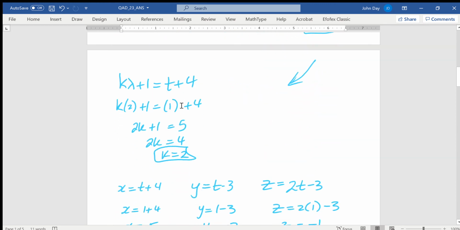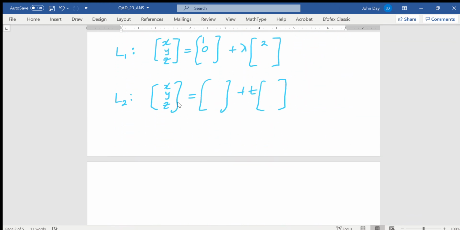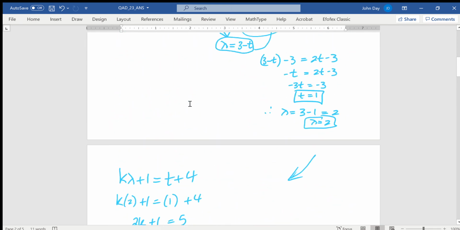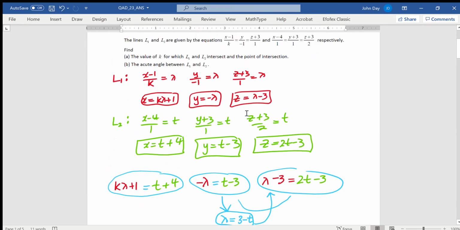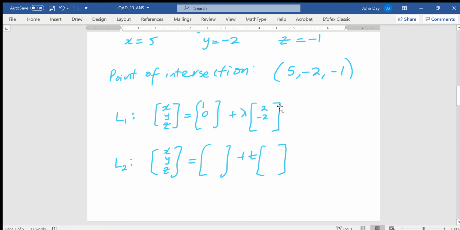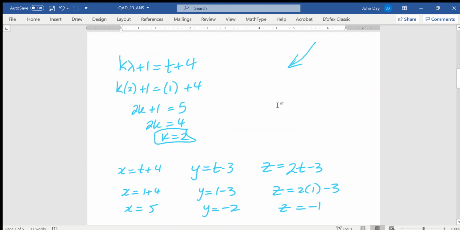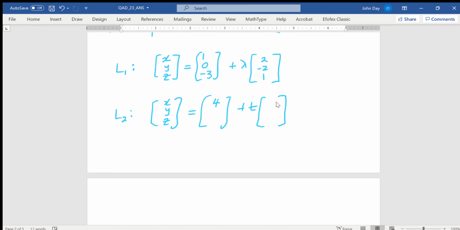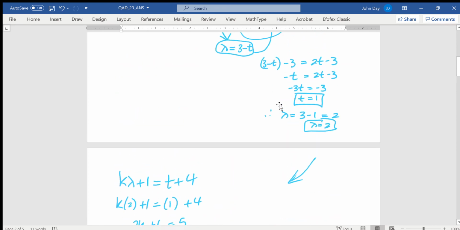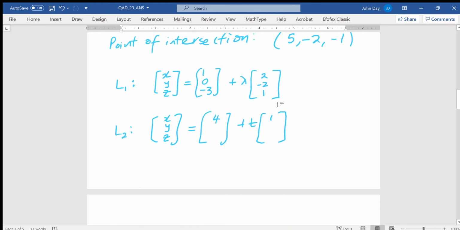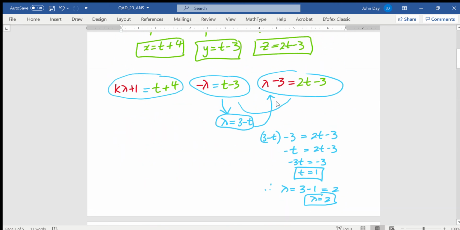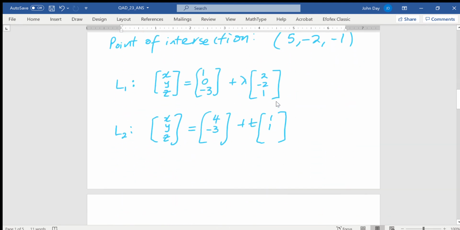And y is just minus lambda, so it's just minus 2, so nothing and minus 2 lambda. And k is, in this first one, lambda minus 3, so minus 3 plus 1 lambda. Right? And then for line L2, it's t plus 4, so 4 plus 1t, and it's t minus 3, so it's minus 3 plus 1t, and it's 2t minus 3, so.